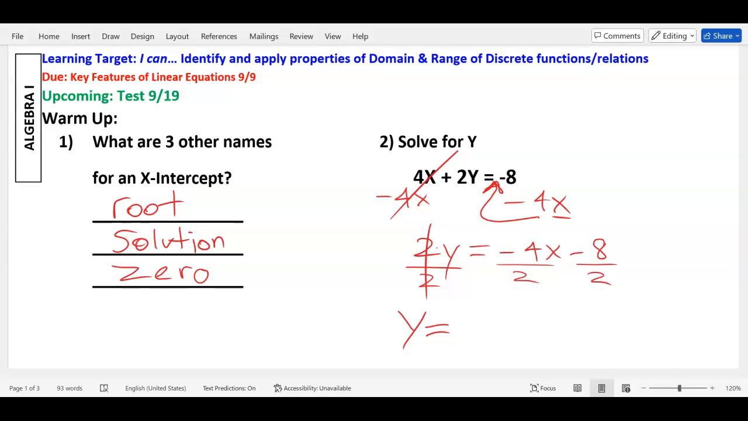Now, if you're stuck on how to reduce those fractions, at this point you could use Desmos. You would normally have a Chromebook, not right now, but you could. But I also hope you can just divide numbers. So what's negative 4 divided by 2? Negative 2x. What's negative 8 divided by 2? Negative 4. So you end up getting y equals negative 2x minus 4. Here's some notes.